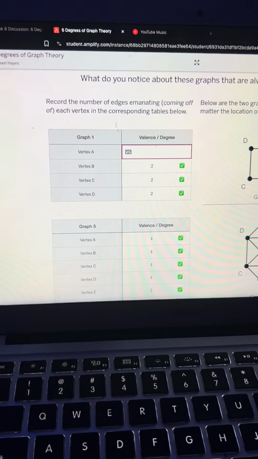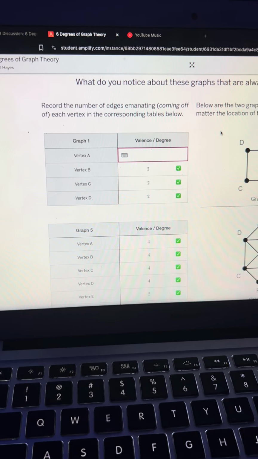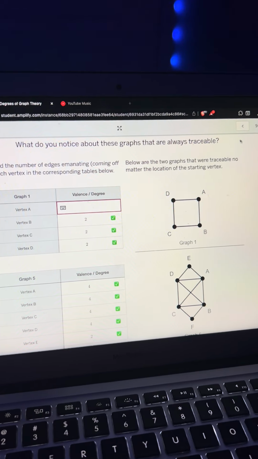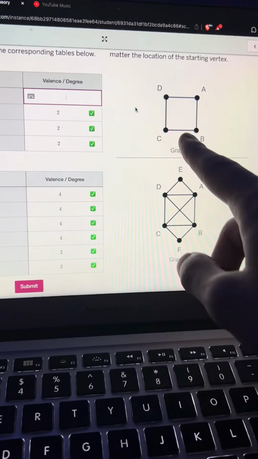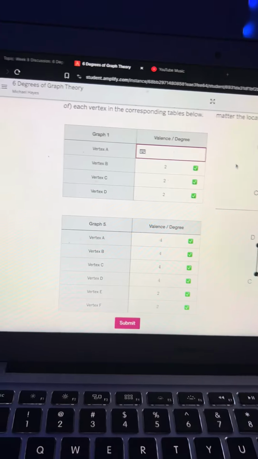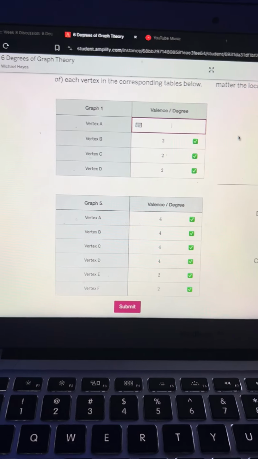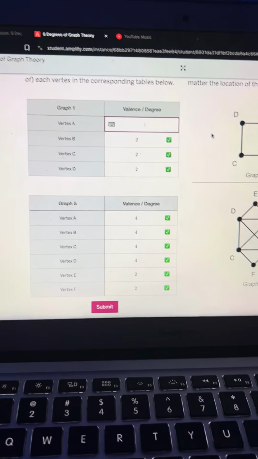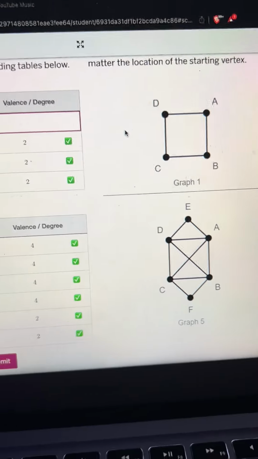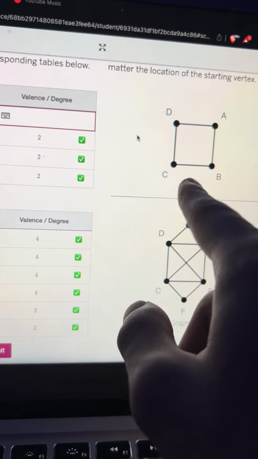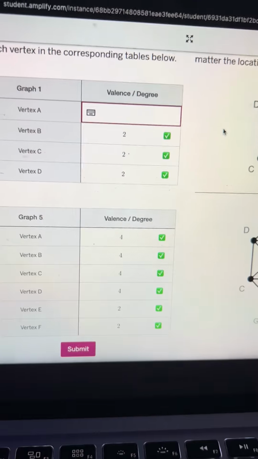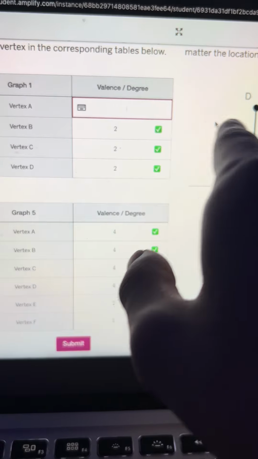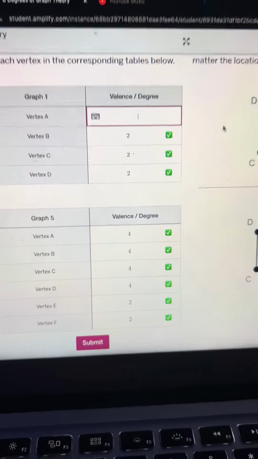So going to the activity here, we have slide 9 of 14, and we started with looking at these graphs and filling out the tables for how many degrees stick out from each vertex. And on my end, I did 2 degrees for each vertex.